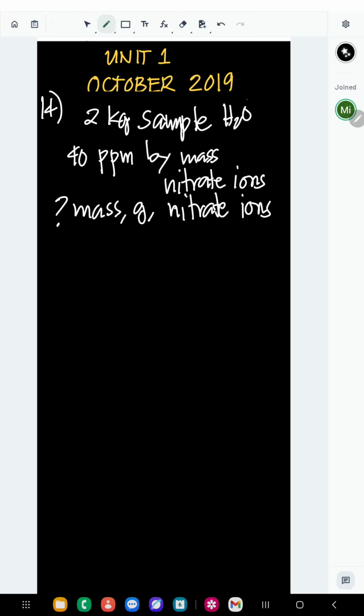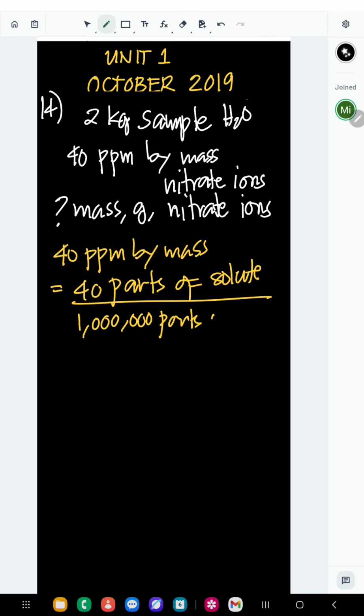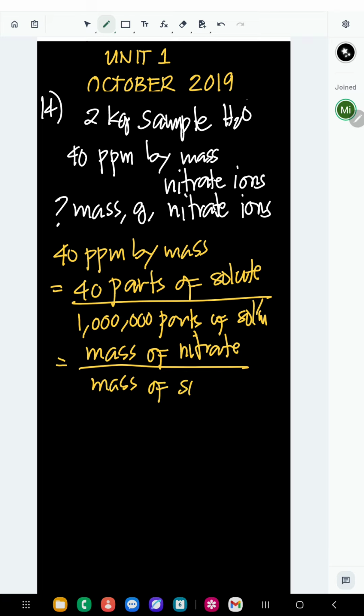Now first, what is ppm? Okay, parts per million by mass. So when we say 40 ppm by mass, this is just equal to 40 parts of solute per 1 million parts of solution by mass. Alright, so that means this is just equivalent to the mass of nitrate divided by the mass of solution, which is 1 million.